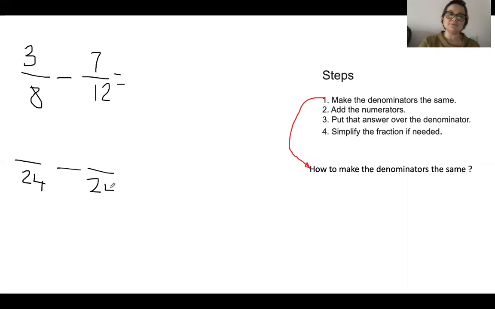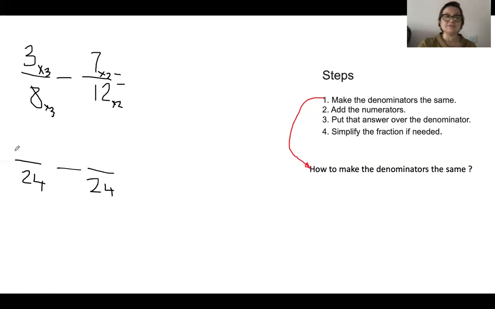And now we need to remember that to make 8 into 24, we have to multiply by 3. But so that we keep the value of the fraction the same, we have to multiply the 3 by 3 as well. So just do a little times 3, times 3, a small one. And then for 12 to become 24, we multiply by 2. Obviously, we have to multiply the numerator 7 by 2 as well. If you have a different color pen to do these tiny multiplications, it's best to use it, just in case you mix them with the numbers here.